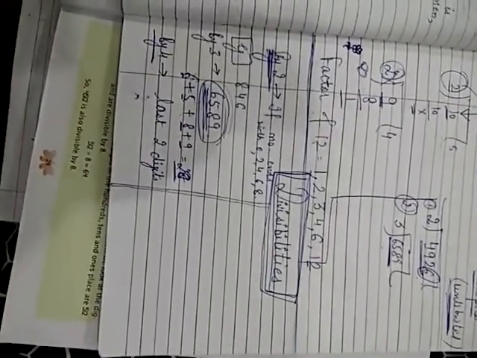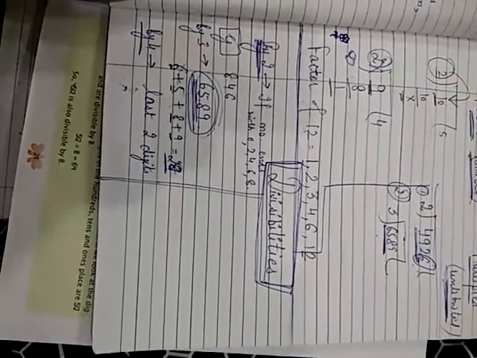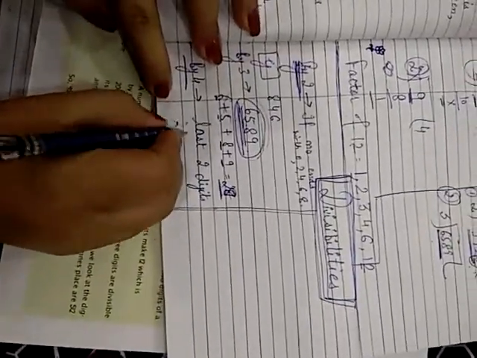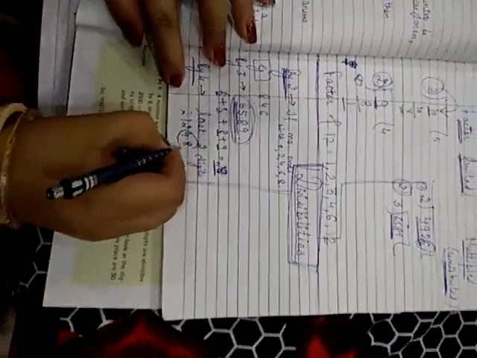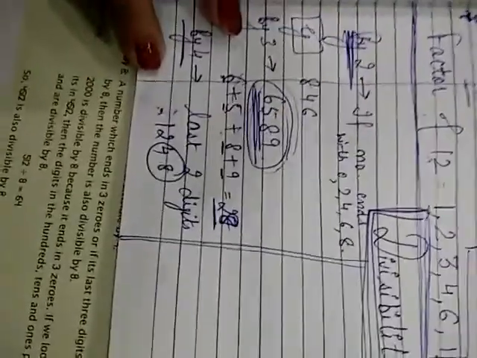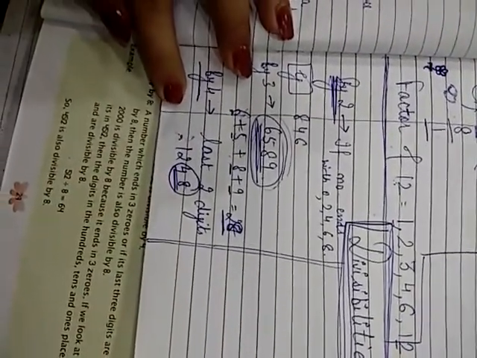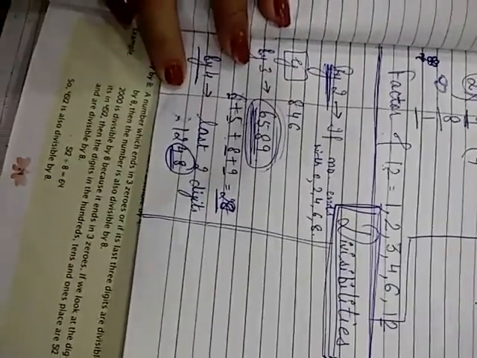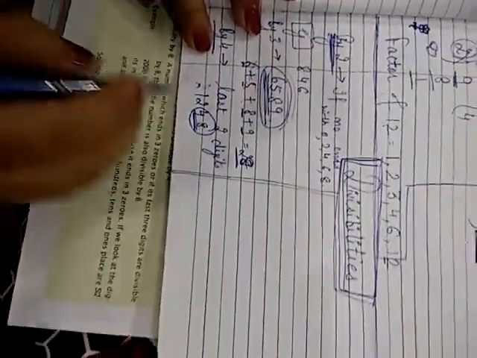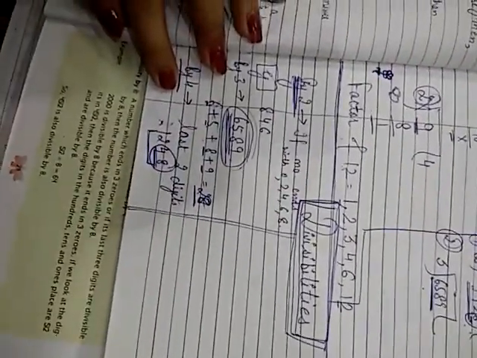If the last two digits are divisible by 4, then the whole number is divisible by 4. For example, 1248. Just check the last two digits, that is 48. Tell me, is 48 divisible by 4 or not? Yes, 48 is divisible by 4. It means the complete number is divisible by 4.